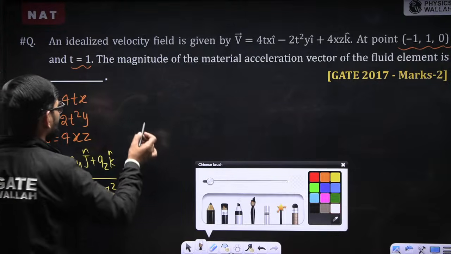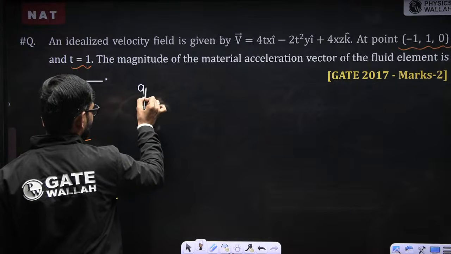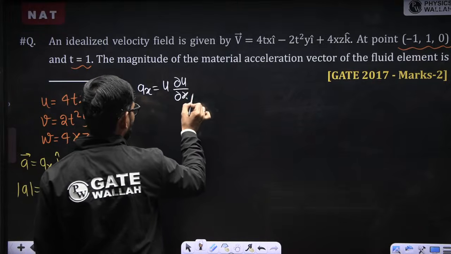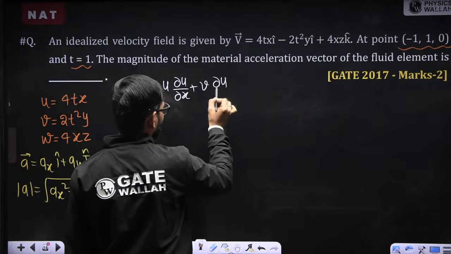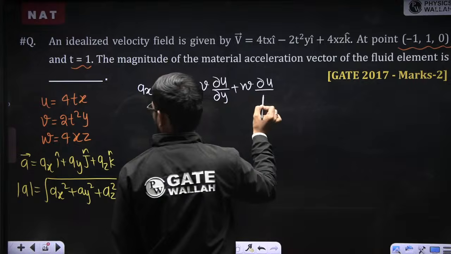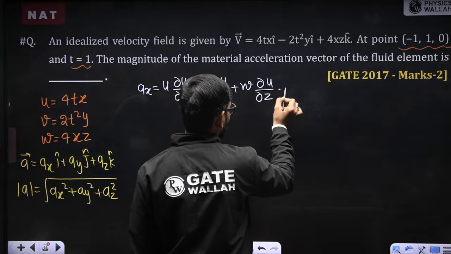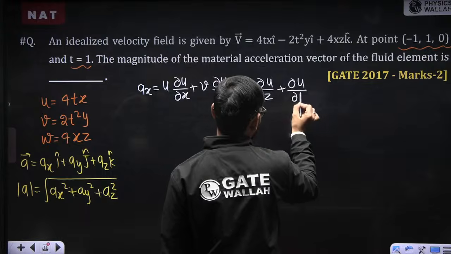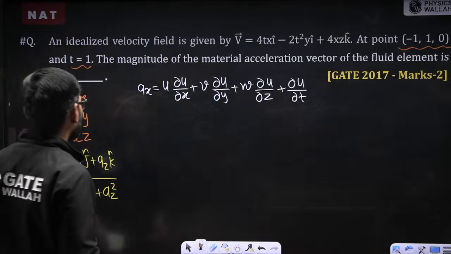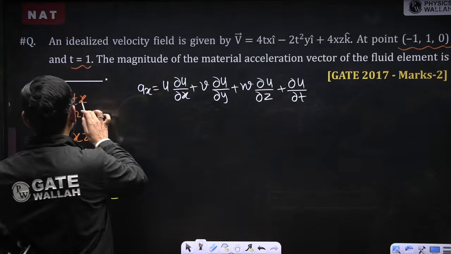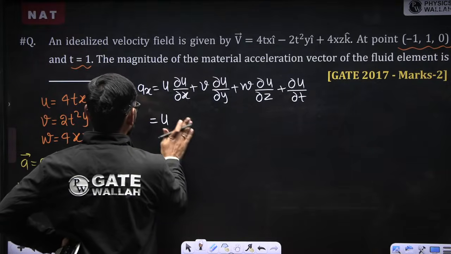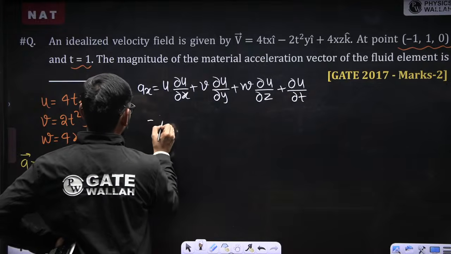So what is the value of ax? Ax value you have already seen: u dou u by dou x plus v dou u by dou y plus w dou u by dou z plus dou u by dou t. Correct? Okay. Now u value is known. Dou u by dou x value will come 4t, right? So I will write u value as 4tx.